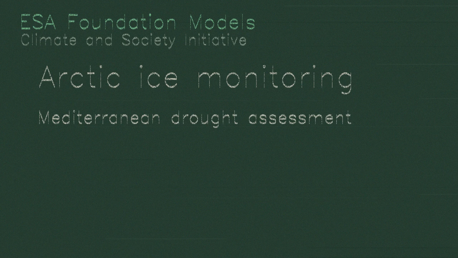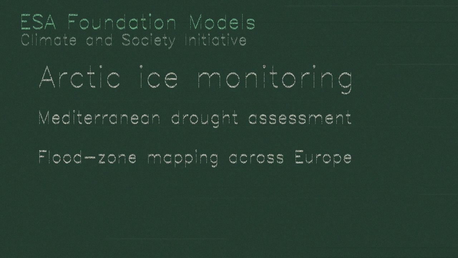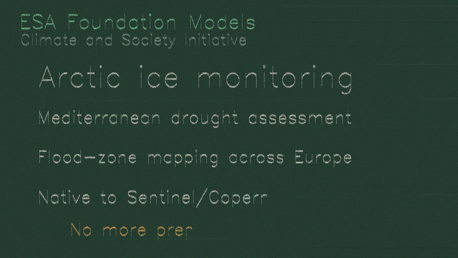If you work with Sentinel data, which most environmental GIS shops do, ESA is building foundation models that are native to that data. No more wrestling with pre-processing pipelines to get your imagery into the right format for a model that was trained on something completely different.